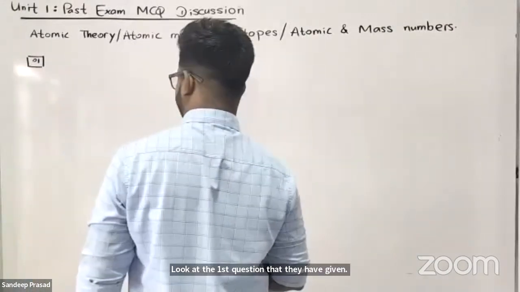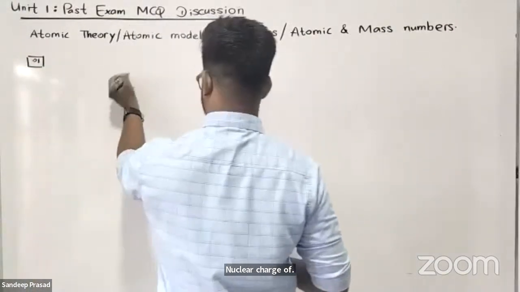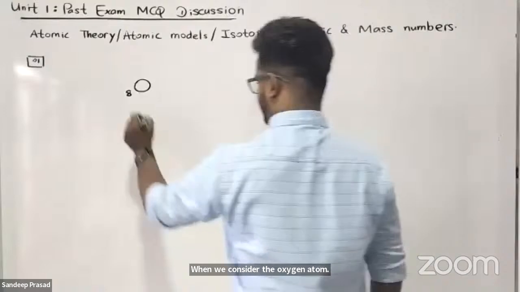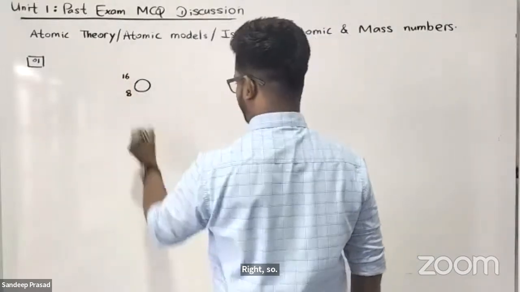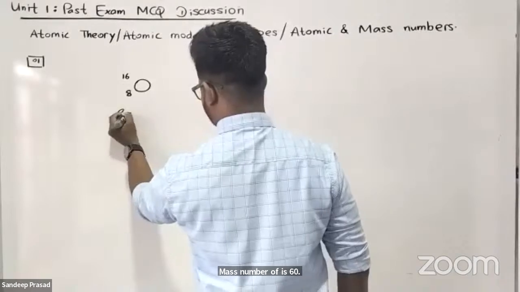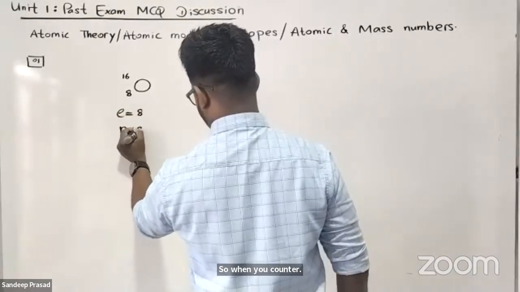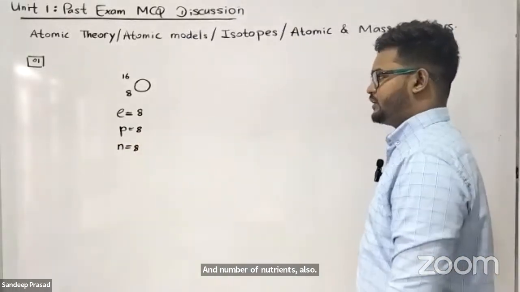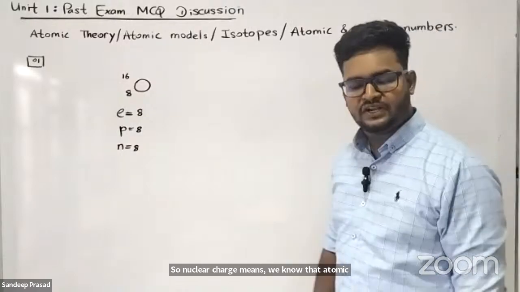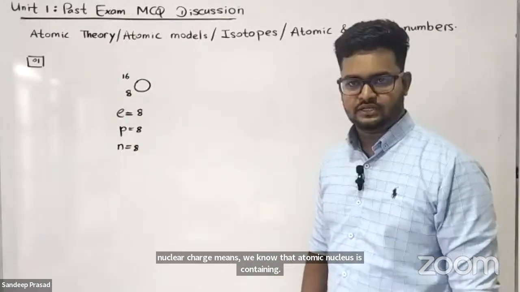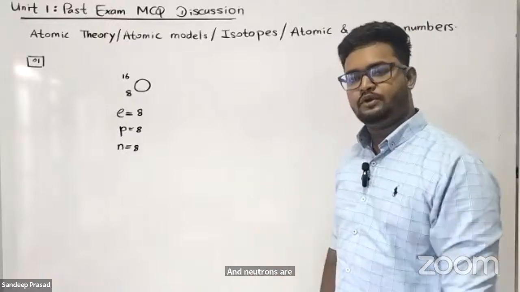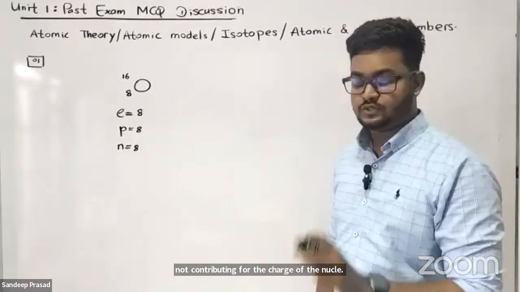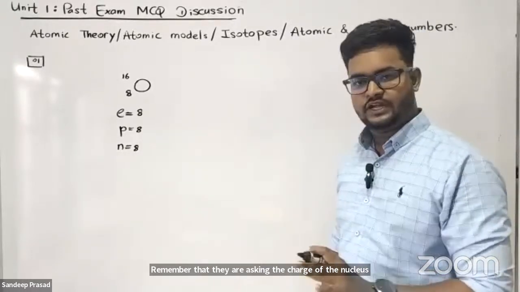Nucleus charge of oxygen. Students, you know that when we consider the oxygen atom, the atomic number is actually 8. The mass number of oxygen atom is 16. So when you count, the number of electrons in the oxygen atom is 8, number of protons 8, and number of neutrons also 8. Nucleus charge means we know that the atomic nucleus contains protons and neutrons. And neutrons are neutral, so they are not contributing to the charge of the nucleus. Remember that they are asking the charge of the nucleus, not the charge of the atom. The charge of the atom is already neutral.